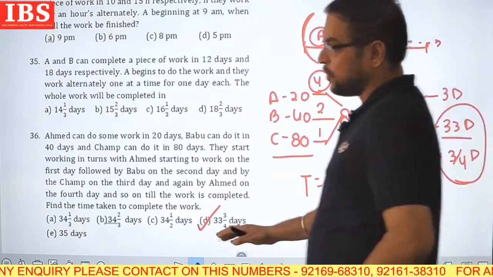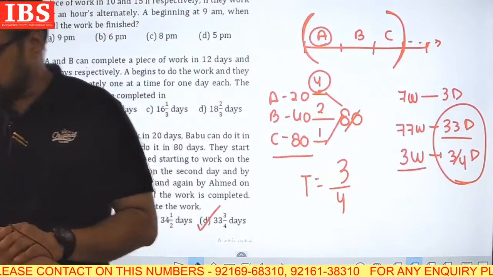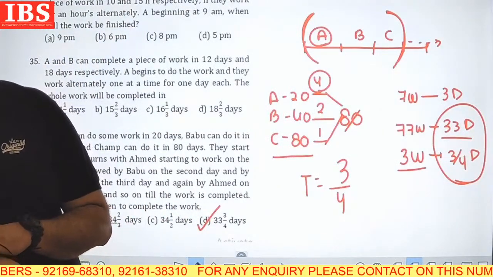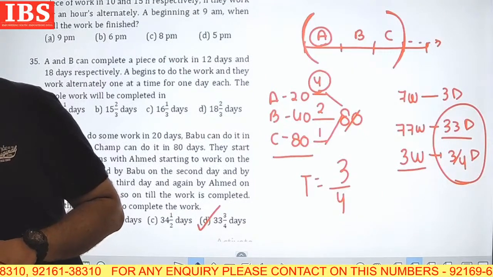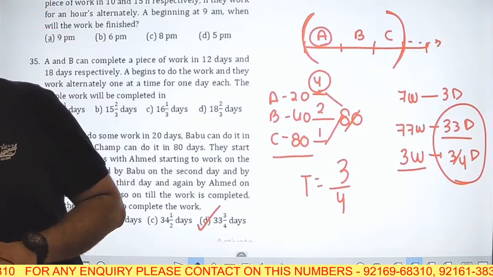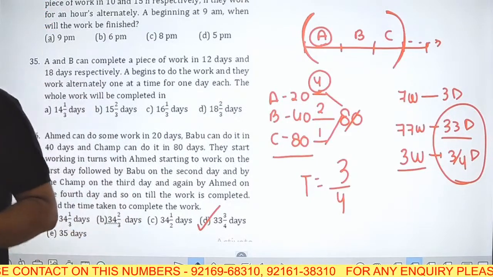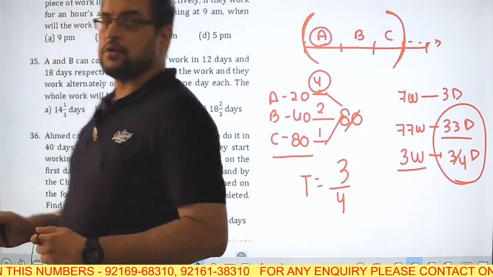Very good. Nandini, Netra and Purna, correct answer, very good. 33, 3 by 4 is right. I think Pawan is not there. Pawan is not responding. So let's go on to the next question.